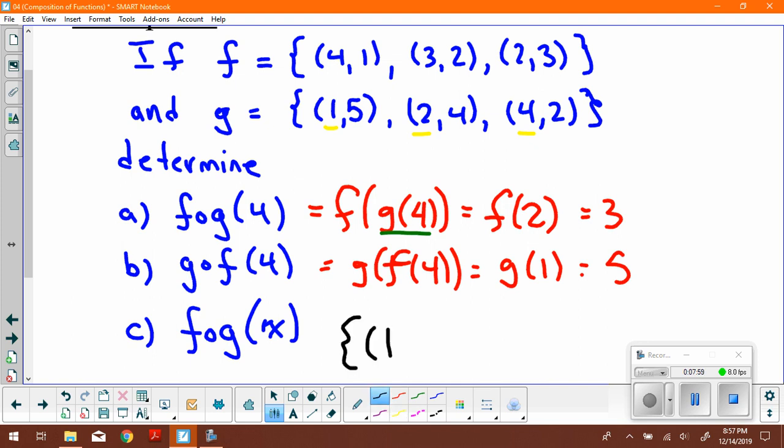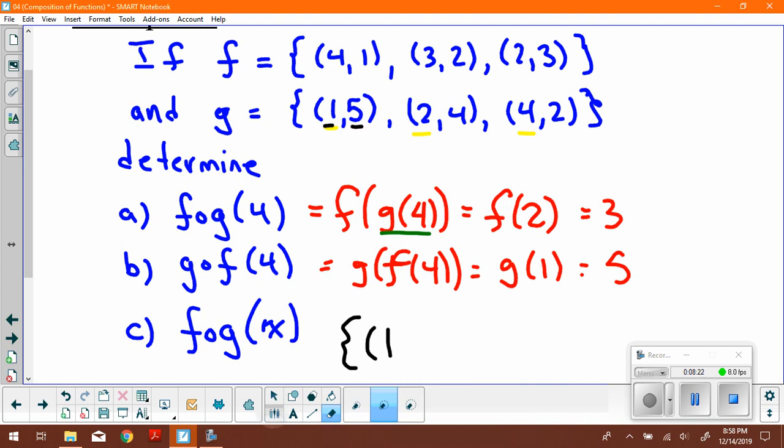Let's start with the 1 and see what happens. If I tried to do f of g of 1, I would go up first to 1. When I input 1 into g, I would get 5. And then take the 5 and try to use that in f. But there is no 5 up here. So that point's actually not going to work.